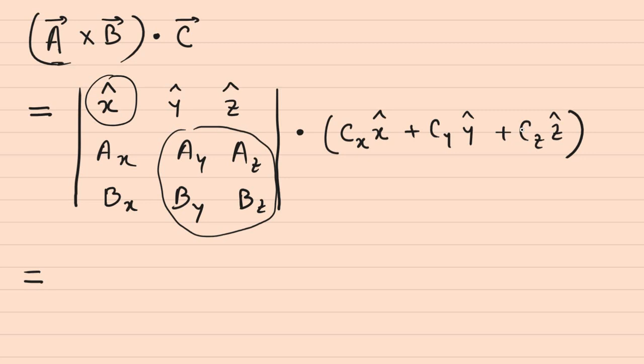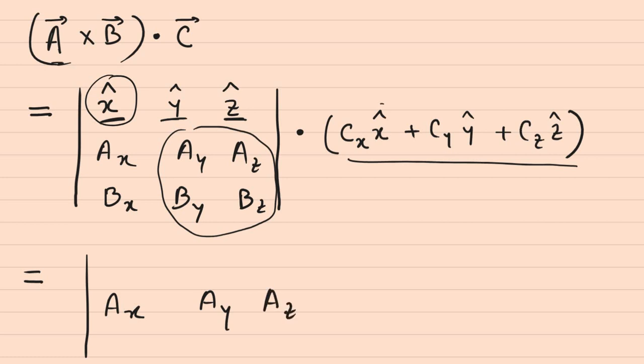So in this determinant, these basis vectors are going to be replaced by the coefficients of their corresponding basis vectors in this expression here. What that means is that in the place of ax, ay, and az, and bx, by, and bz, these parts remain the same, and the first row is going to be replaced by cx, cy, and cz. Okay, does that make sense?